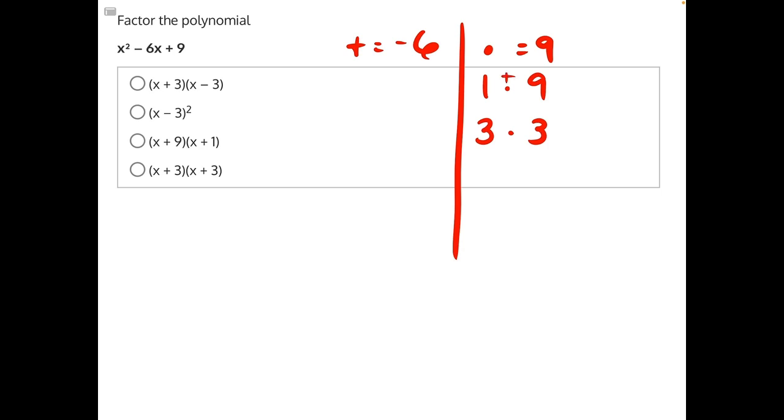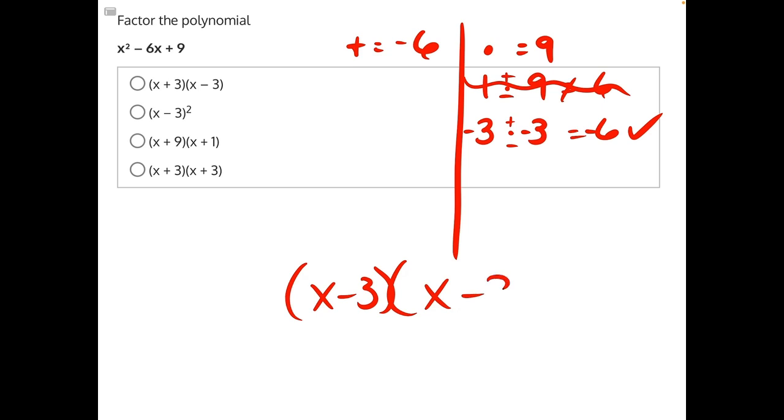1 plus 9 does not equal 6, so it can't be this one. But 3 plus 3 would equal 6. Or in this case, it would be negative 3 and negative 3 would give us negative 6. So we could write two binomials that say x minus 3 and x minus 3. Again, just like in the first strategy, you could combine these two, simplify them to say x minus 3 squared, also making answer choice B your correct answer.